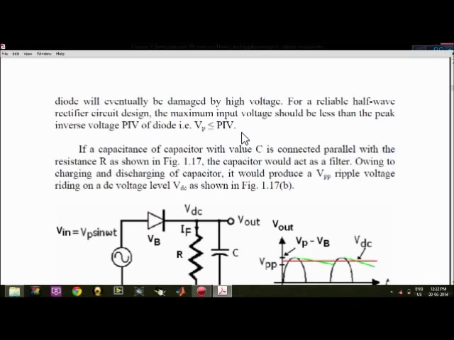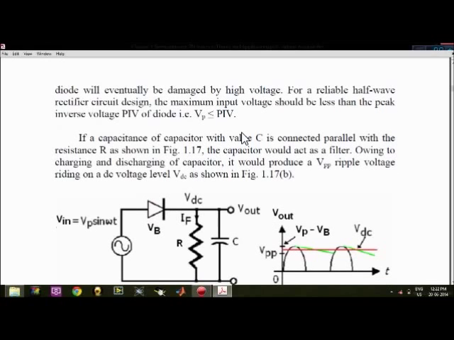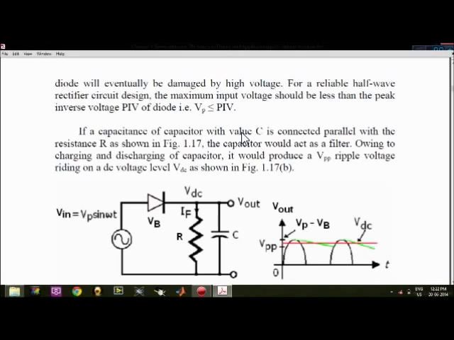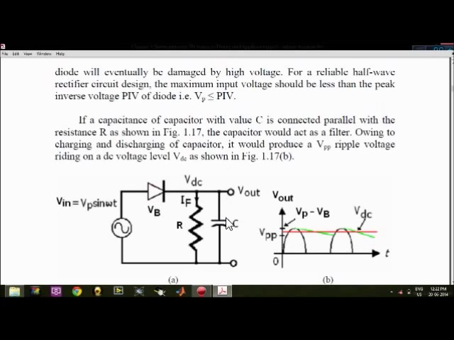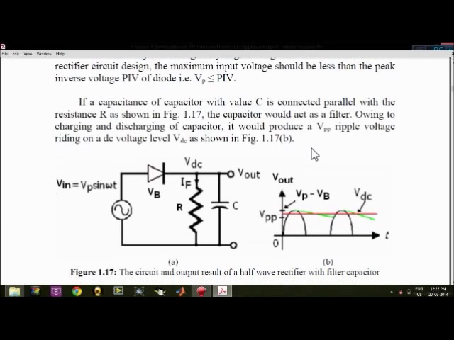Now suppose a capacitor of capacitance C is connected in parallel with the resistance R, and this capacitor would behave as a filter to the circuit. So what will be the output? In this case there will be some clipping on the top of the signal. You can see the resultant output.